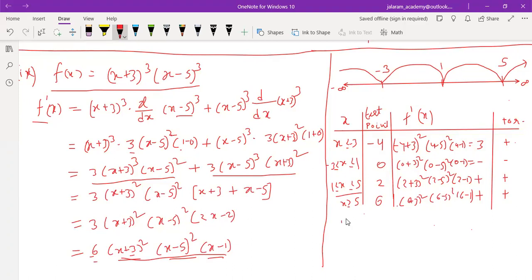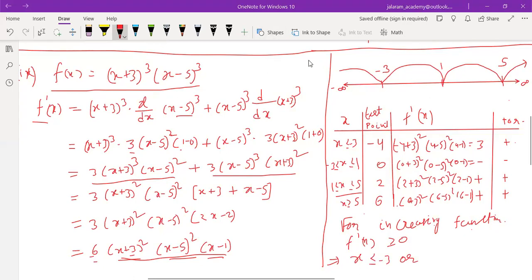So what are the regions for increasing functions? For an increasing function, we know that f dash x must be greater than or equal to 0, which is when x is less than or equal to -3 or... So it must be -5. So this is also negative.